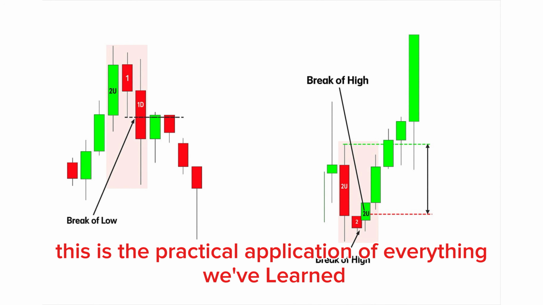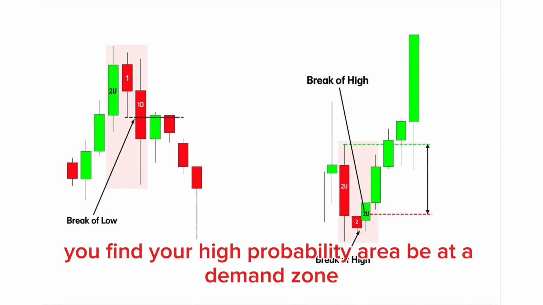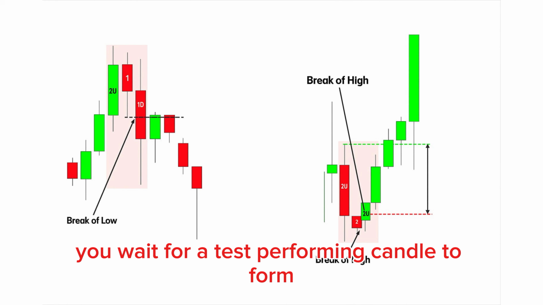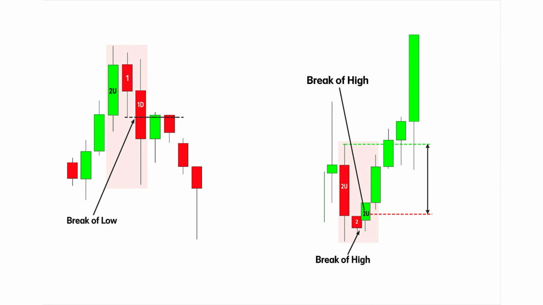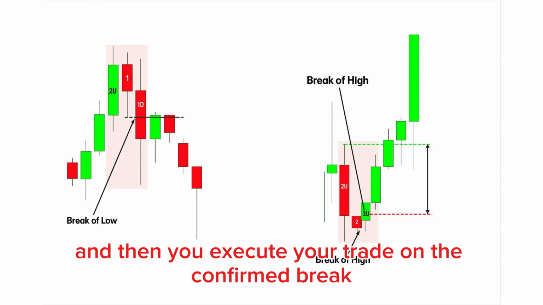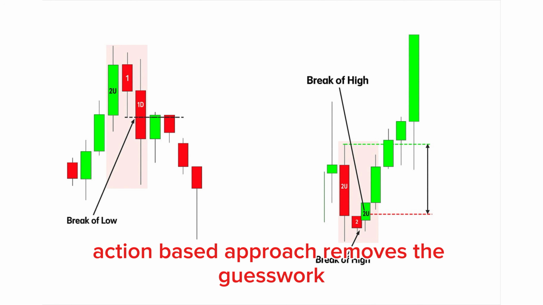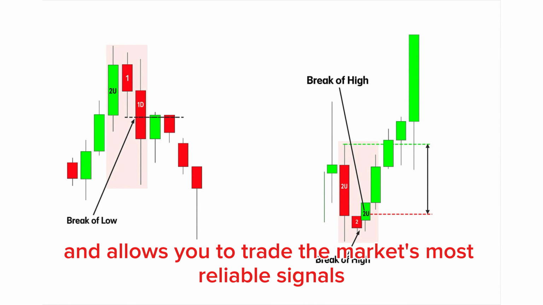This is the practical application of everything we've learned. You find your high probability area, be it a demand zone, a flipped resistance level, or the consolidation in a PMG pattern. You wait for a test-performing candle to form, and then you execute your trade on the confirmed break. This disciplined, price-action-based approach removes the guesswork and allows you to trade the market's most reliable signals with confidence.